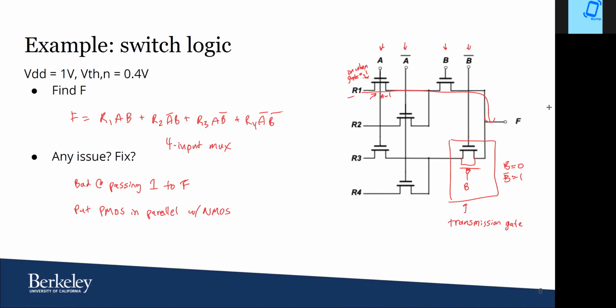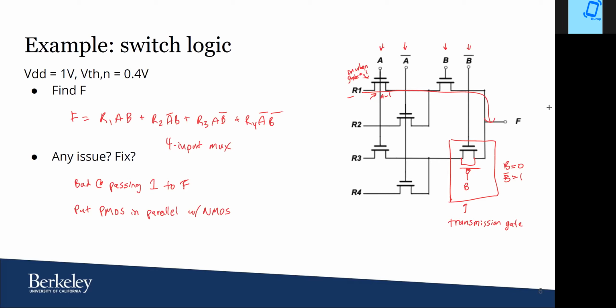Yeah, and in this case, switch logic, the reason why we want to use transmission gates is because when the input is a 0, we can pass a good 0 using the NMOS transistor in the transmission gate. And when the input is a 1, we can pass a good 1 using the PMOS transistor in the transmission gate. So this switch as a whole, when you put an NMOS in parallel with a PMOS, is able to pass both a good 1 and a good 0.